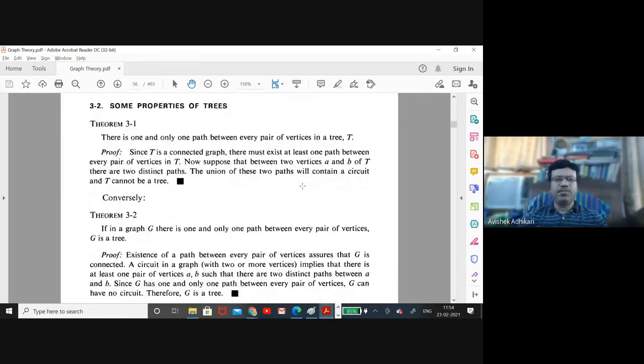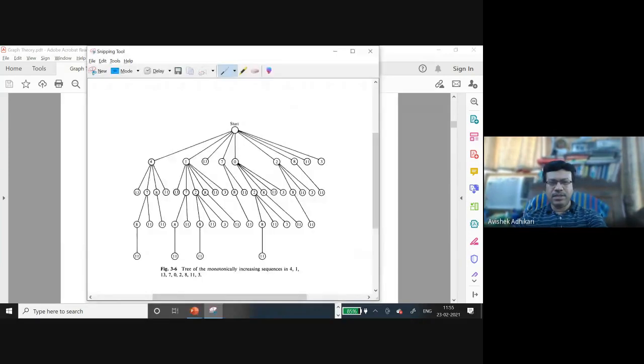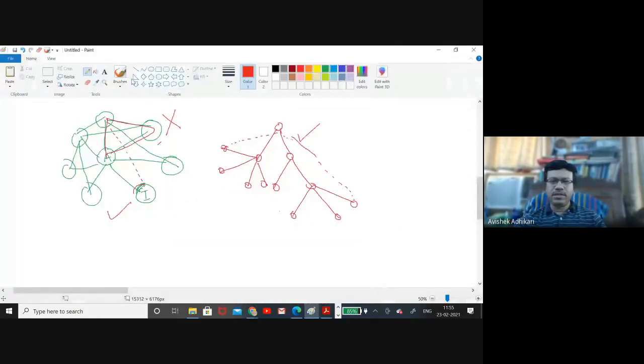Some basic properties of trees are very easy and very intuitive. It says that there is one and only one path between every pair of vertices in a tree. Suppose you take this vertex as 1 and this vertex as 2. It says that in a tree there exists exactly one path between any two vertices. How will you prove it? Suppose there exist two different paths from 1 to 2.